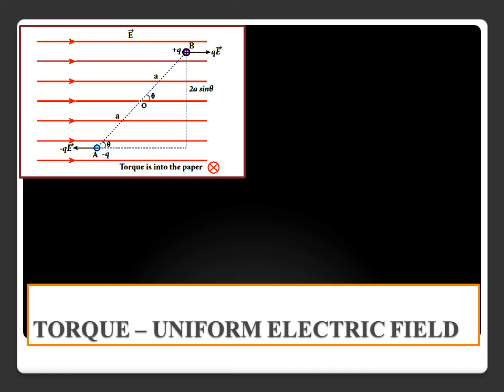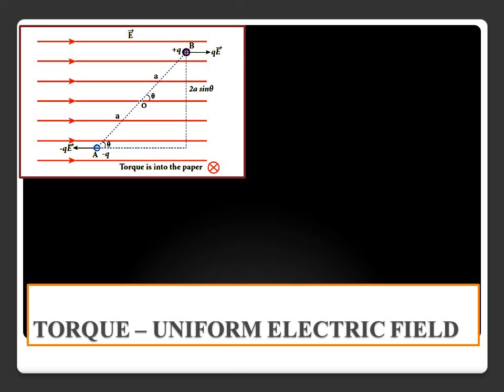The two forces are qE and minus qE. The force due to the charge q is qE, and the force due to the charge minus q is minus qE. They are in opposite directions: the force due to A, that is minus q, is opposite to the electric field, whereas the force due to B lies along the direction of the electric field. Since the external field is uniform, the total force acting on the dipole will be 0.